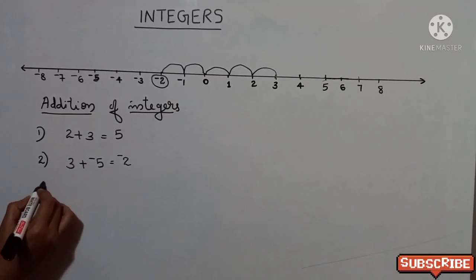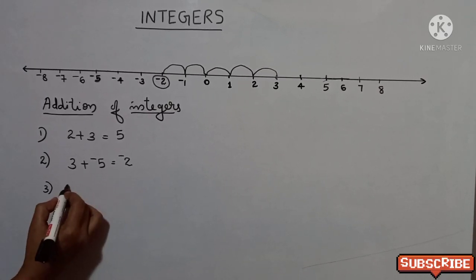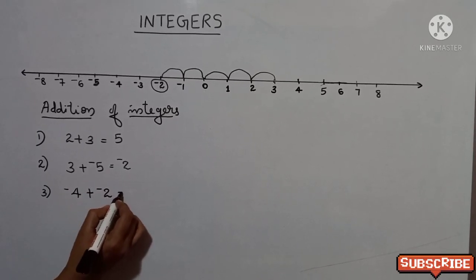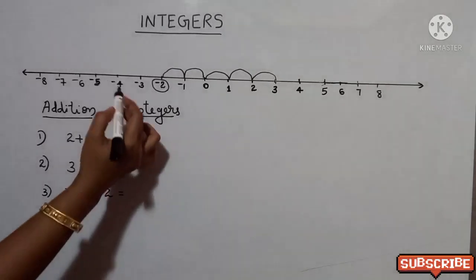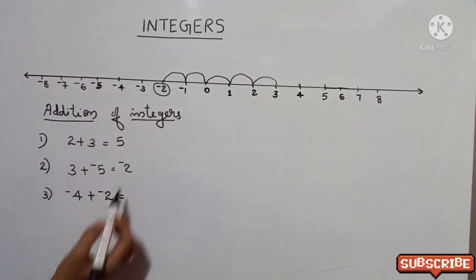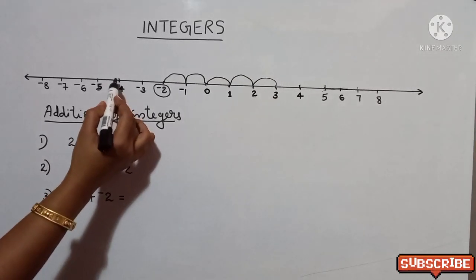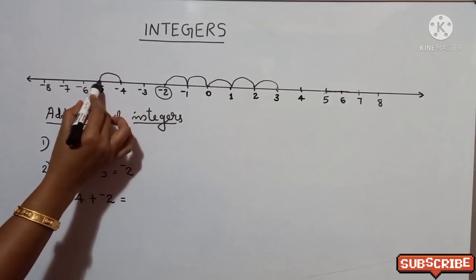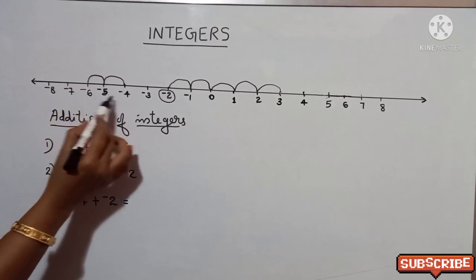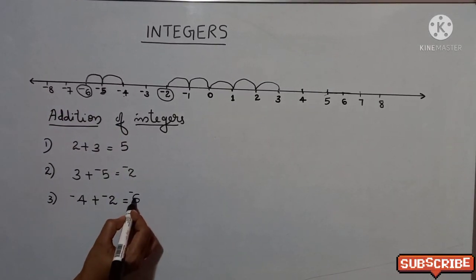Then we can take another example, with two negative integers. Let it be minus 4 plus minus 2. Let us start with minus 4. We have to move towards the left 2 places. That means from minus 4, 1 place we move towards the left, and this is the second time. So minus 4 plus minus 2, we are getting the answer minus 6.